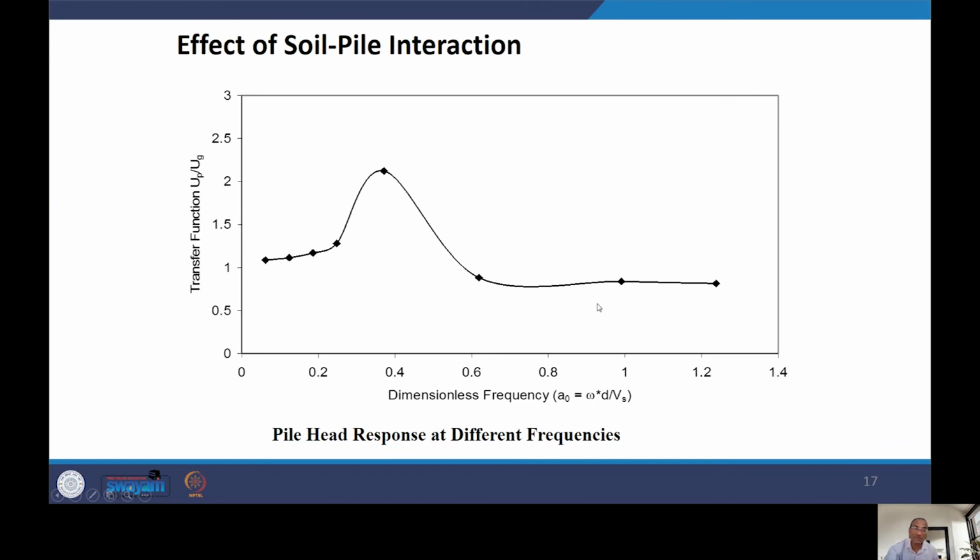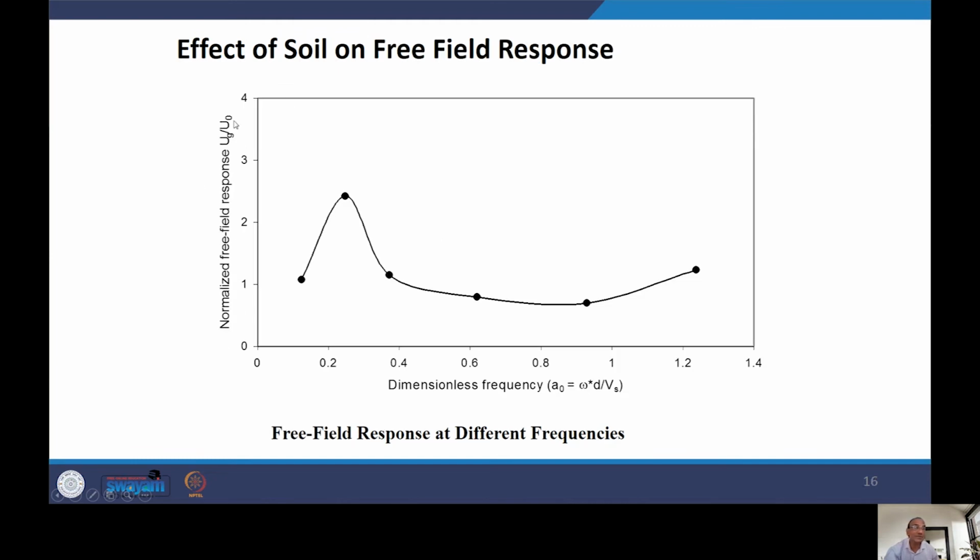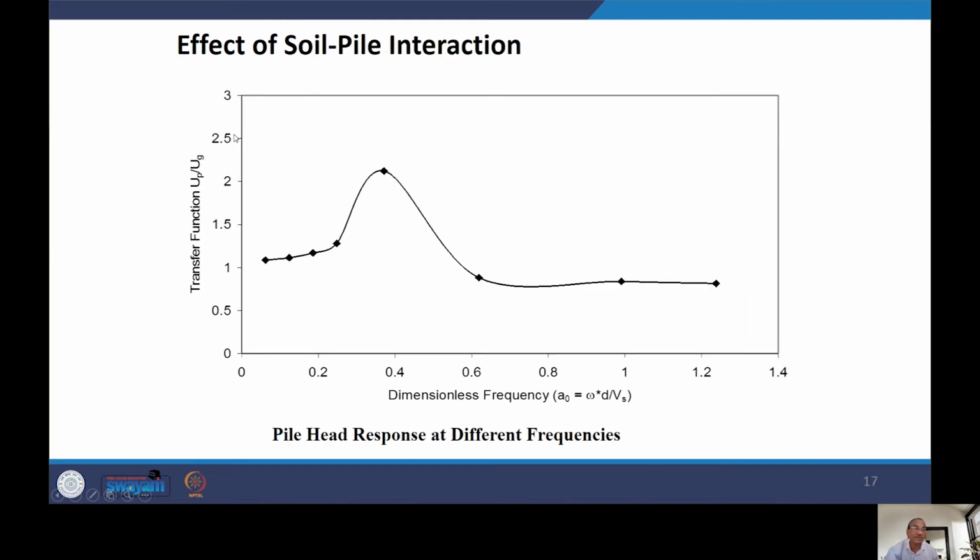Coming to the single pile, you have soil pile interaction, and in this case again on the x-axis you have the same dimensionless frequency, but on the y-axis you have the transfer function in the form of the response at the pile head divided by the ground response UG. In the last case you had UG by U naught, but here U itself is used to normalize the transfer function, the value of amplitude at the pile head. Again, you can see that the effect of frequency is significant, but it is not as significant as was seen in the free field.